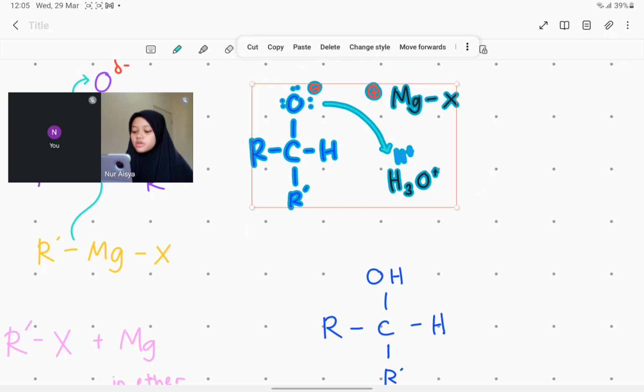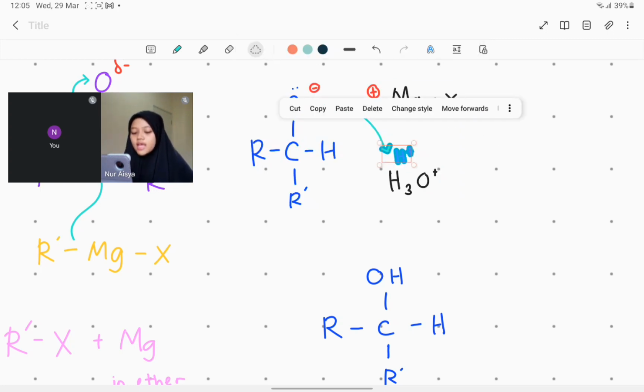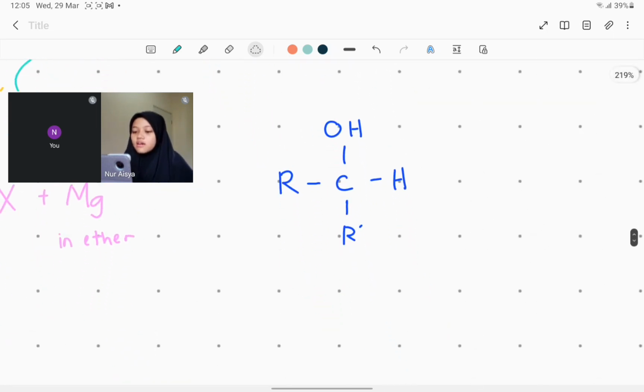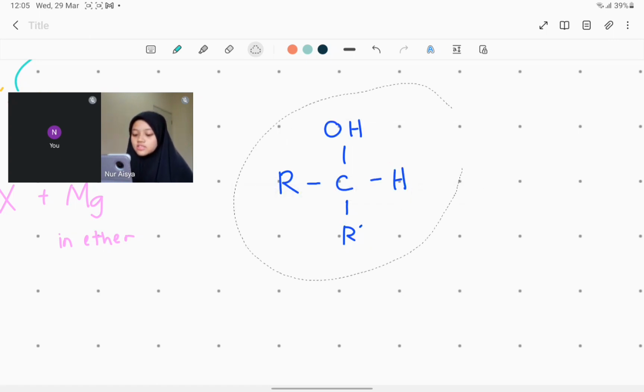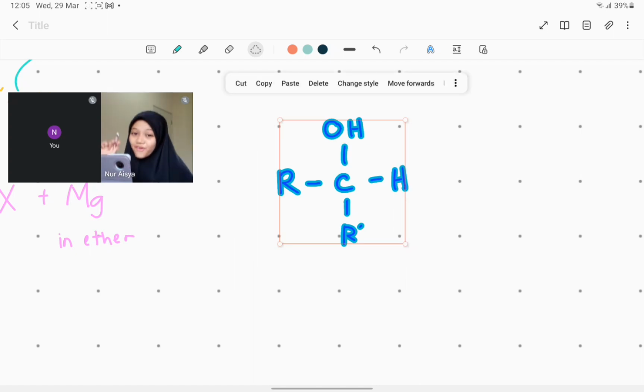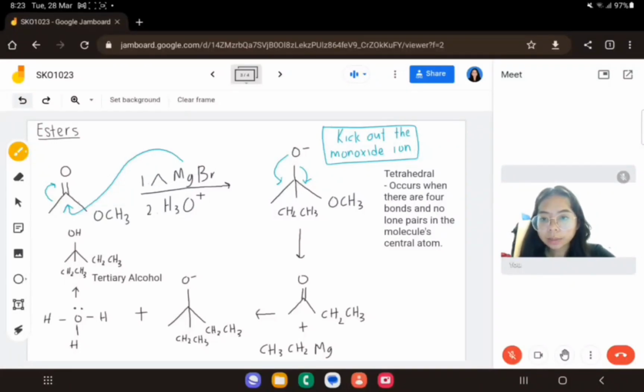Simply mix that mixture with some aqueous acid. It could be any aqueous acid like HCl or H2SO4 that just serves to have an H plus attached here. And you end up with that R and that R prime and that hydrogen all still connected to the carbon, but now you're left with OH. That's all.